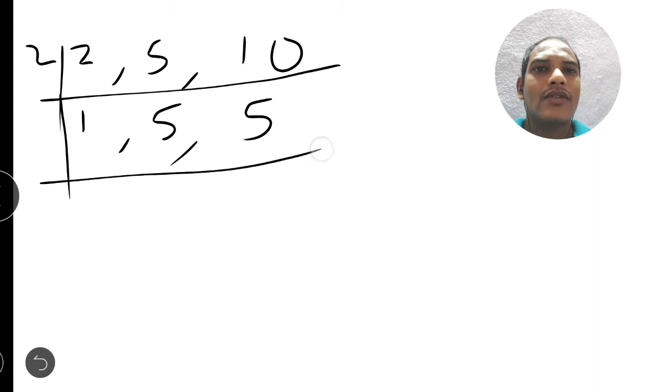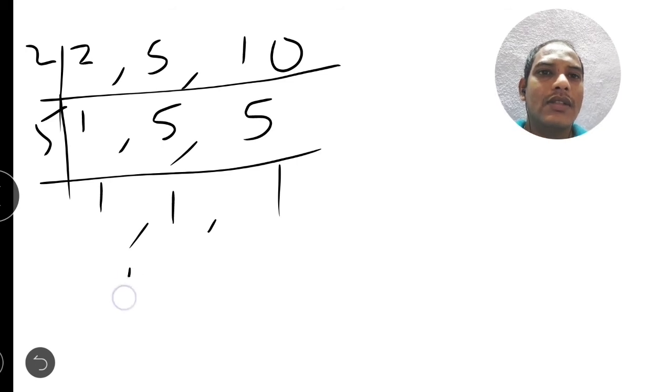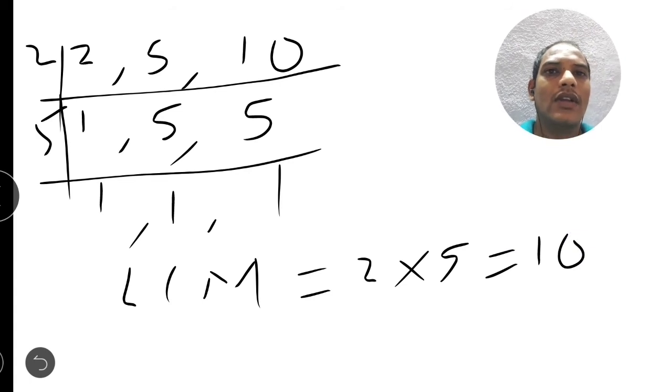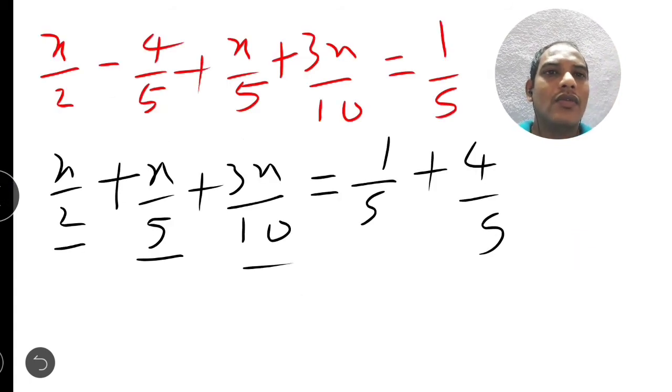Now last 2 numbers are coming in 5 table. So 1, 1, 1. So then the LCM is, what is the LCM answer? 2 into 5. So it is equals to 10. 2 5s are 10. So the LCM of 2, 5, 10 is 10.